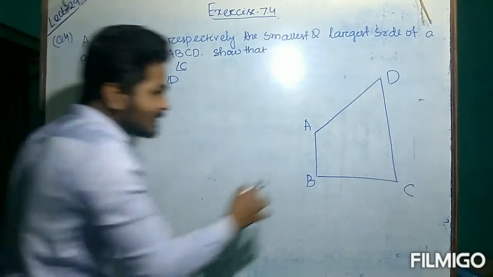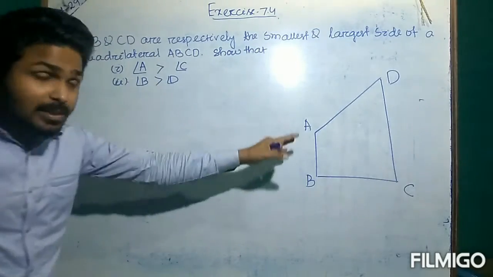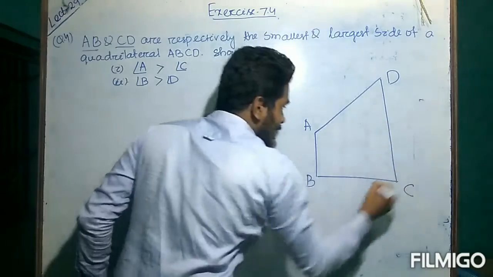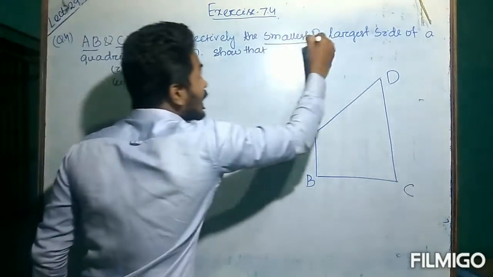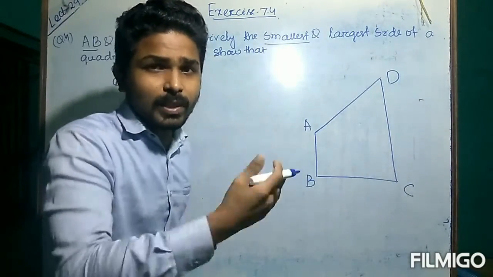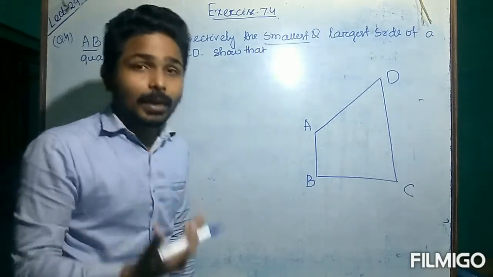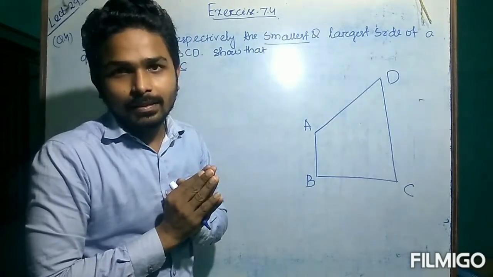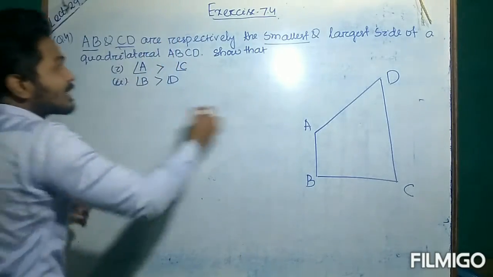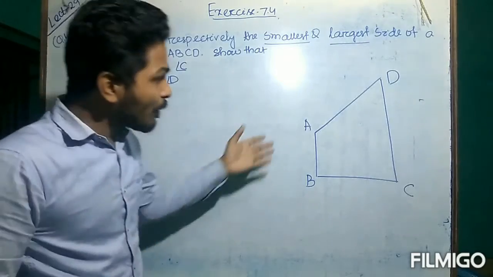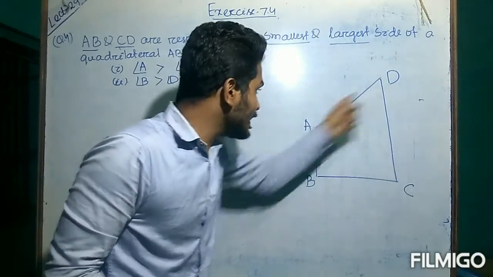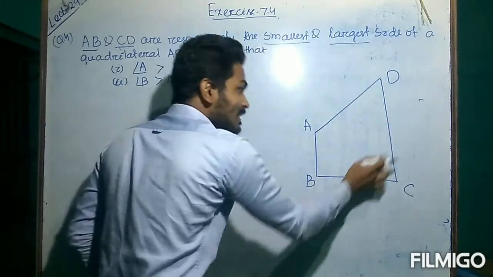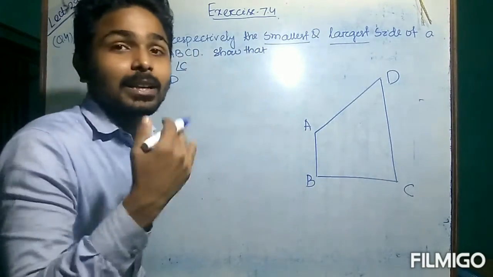Okay. So what does it mean? It means ABCD is a quadrilateral, and in this quadrilateral there are 2 sides, AB and CD. It is given that AB is the smallest. While I am talking about smallest, it means among the 4 sides, AB is the smallest, and CD is the largest. Largest means among the 4 sides AB, BC, CD, DA, CD is greater than this, this, and this. That is the meaning of largest.